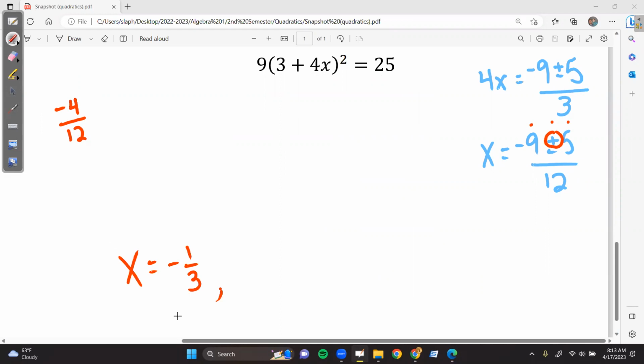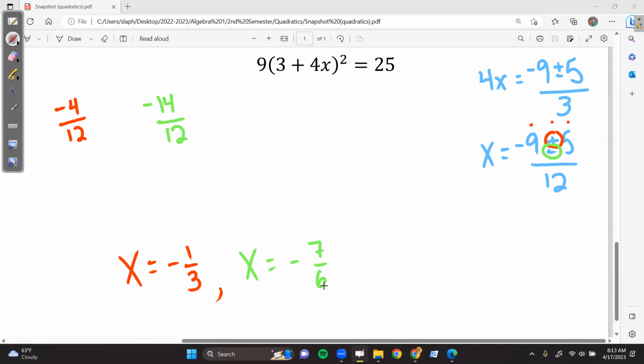Pathway done. And now I'll circle the other pathway in green. The pathway is called minus. What is negative 9 minus 5? It is negative 14. And what does that reduce to? So your other answer is negative 7 over 6. Done.